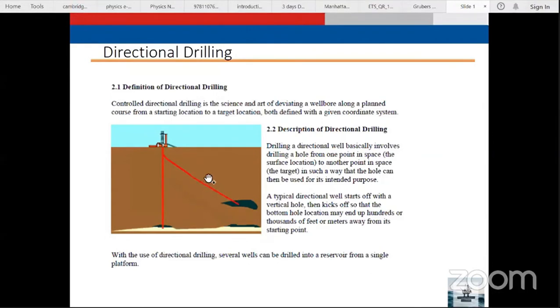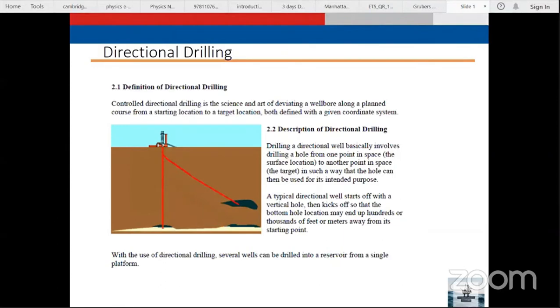So directional drilling is the science and art of deviating a wellbore along a course from the starting location, which is the surface location, to the target location. Both the surface location and target location have specific coordinates. Coordinates means the earth coordinates, and we'll go further to explain what the earth coordinates are.